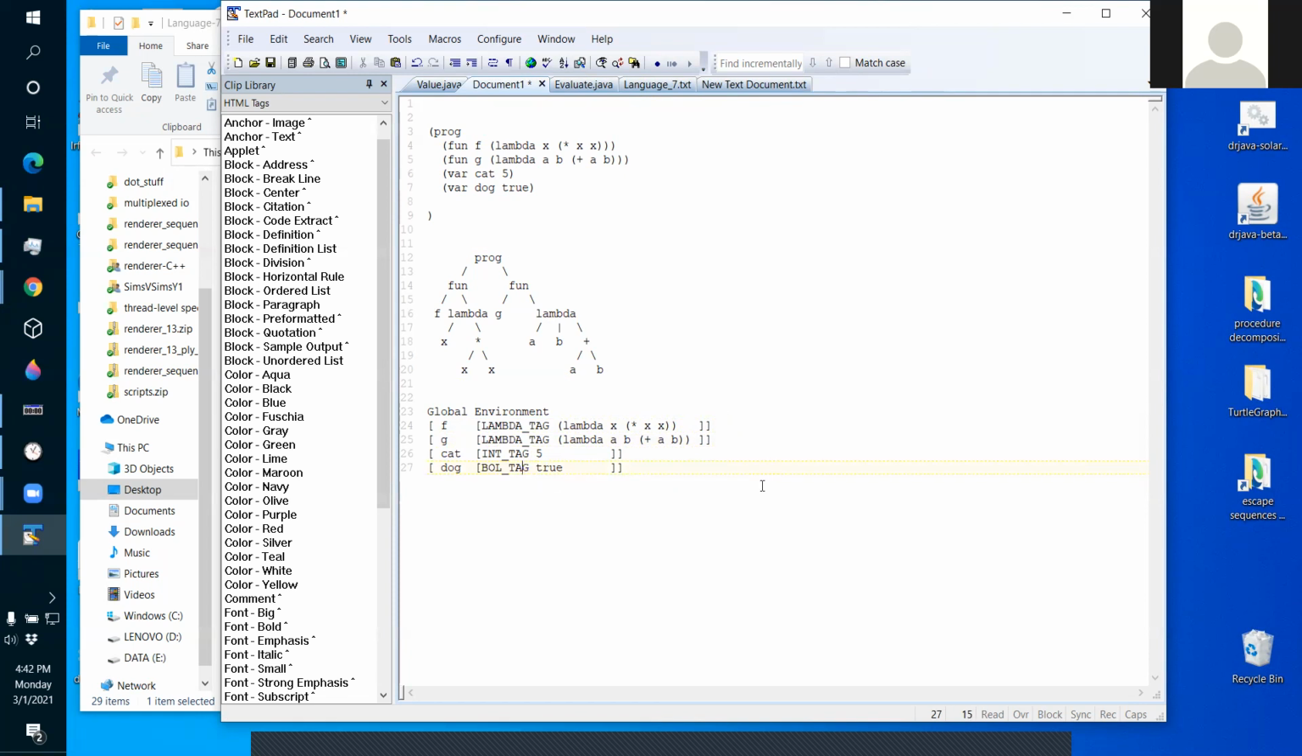Okay. So put something in the environment, put something in the environment, put something in the environment. Okay, then eventually I want to get to apply f to, say, 4. Okay. So now let's just look real quickly at the code for putting this guy in the environment. Okay.